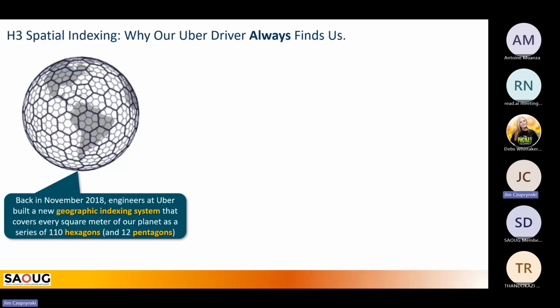So back in November 18, a bunch of guys at Uber came up with a new geographic indexing system using 122 different polygons, 110 hexagons, 12 pentagons. Well, why can't they use just hexagons? Because the surface of the Earth is not perfect. The Earth is not a perfect globe, a perfect sphere. So pentagons had to be used for a couple of places. And you can see one of them right there. There's a pentagon, but everything else pretty much is a hexagon, right?